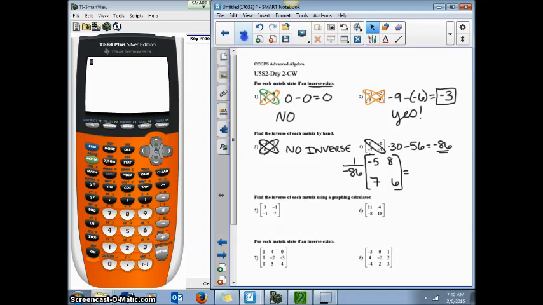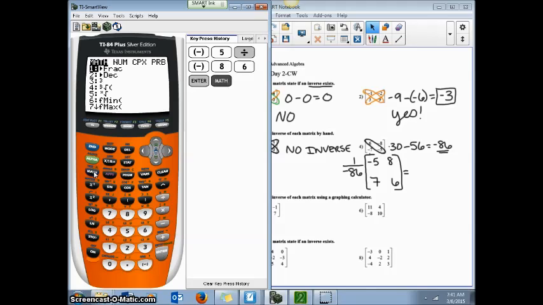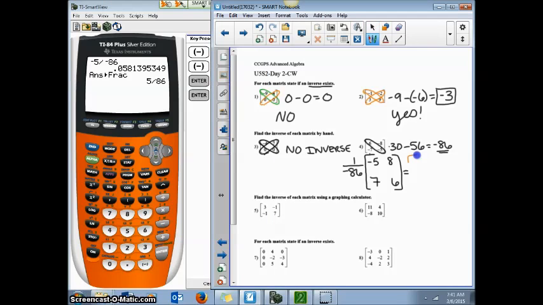So if you're multiplying by -86, you're basically dividing by -86. So I can take -5 divided by -86, and it gives me a horrible decimal. So I can do math, enter, enter, and it changes it into a fraction. Well, you probably knew that you couldn't reduce that one, so it's going to be 5/86 in that spot. Okay, and then I would do the next one.